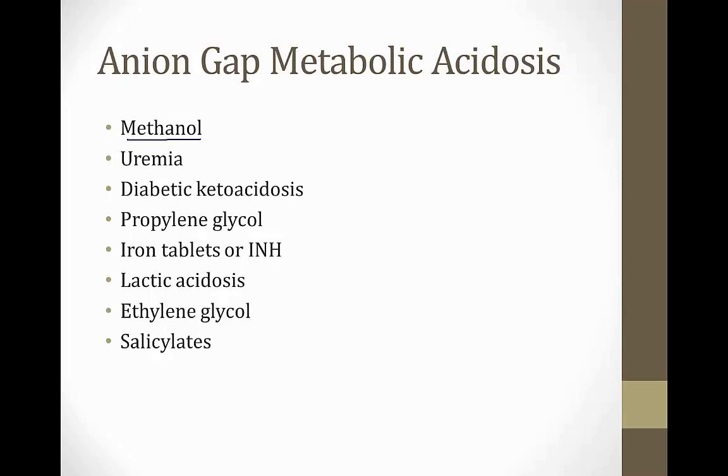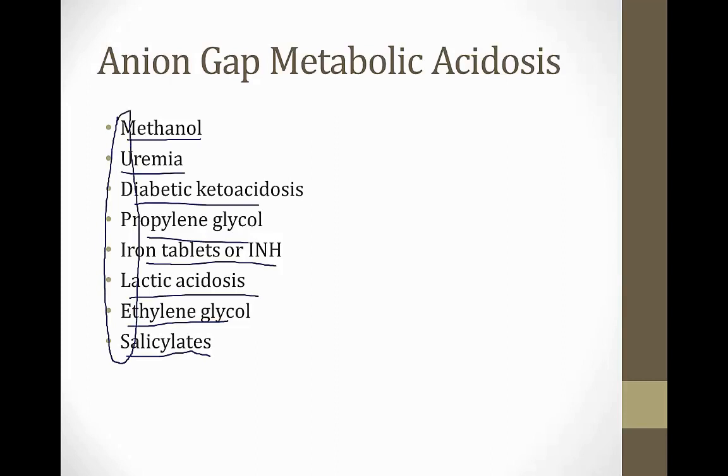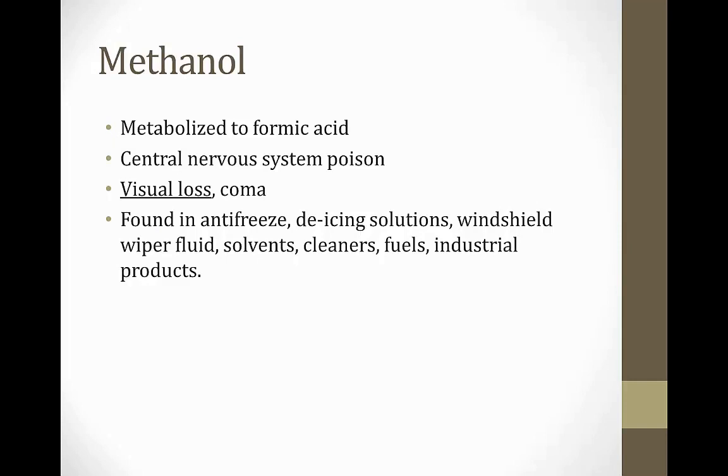We'll talk about methanol and uremia and DKA and propylene glycol, iron tablets or INH, lactic acidosis, ethylene glycol, and then finally salicylates, which is aspirin. And most people remember these causes by the mnemonic MUDPILES, which is the first letter of each of the causes of an anion gap metabolic acidosis. So we'll start with methanol.